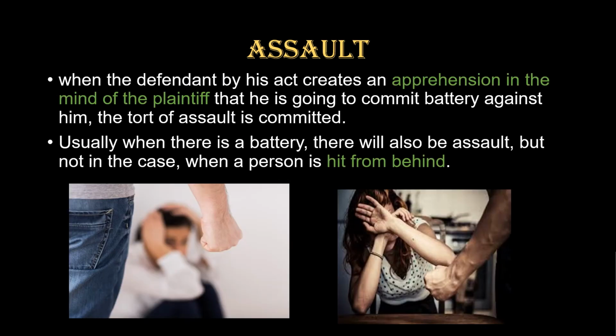Next is assault. When the defendant by his act creates an apprehension in the mind of the plaintiff that he is going to commit battery against him, the tort of assault is committed. Usually, when there is a battery, there will also be an assault, but not in the case when the person is hit from behind. For example, by striking at him or even holding up the fist.